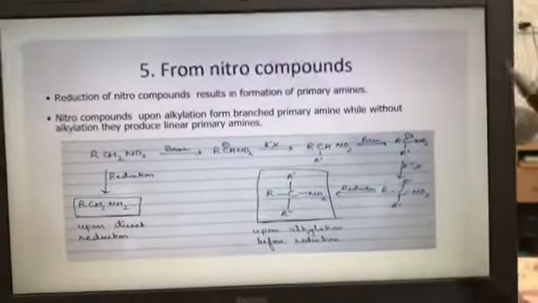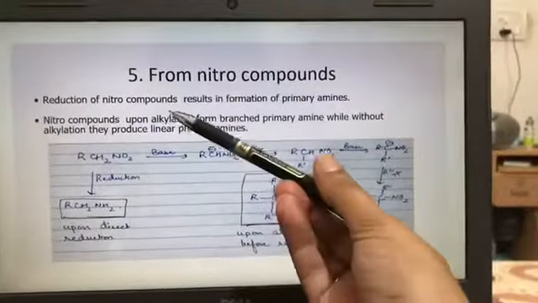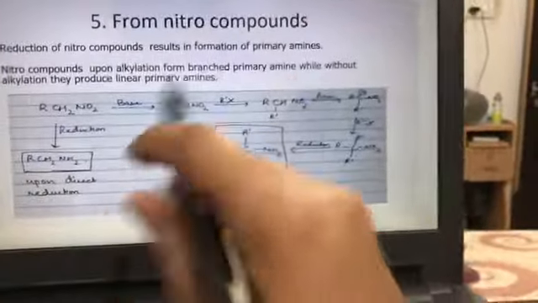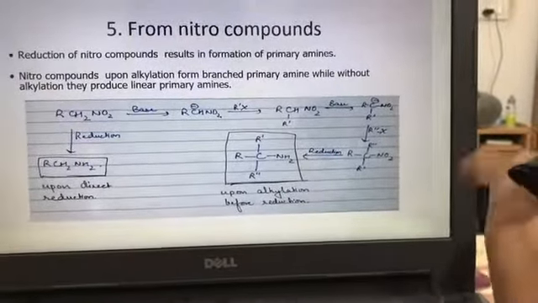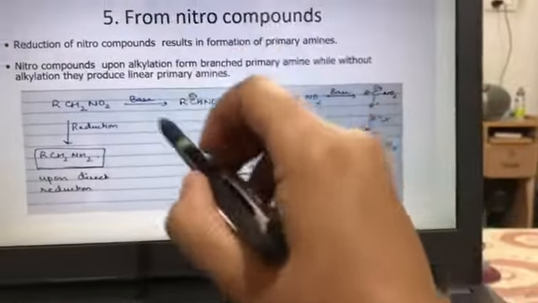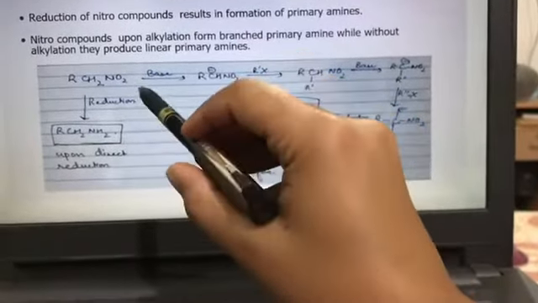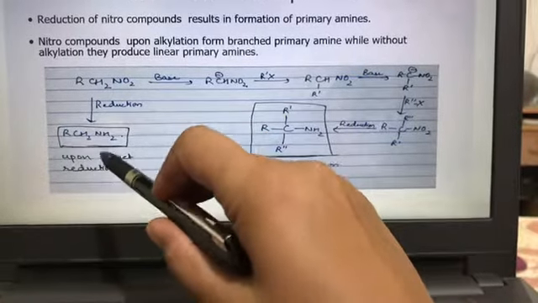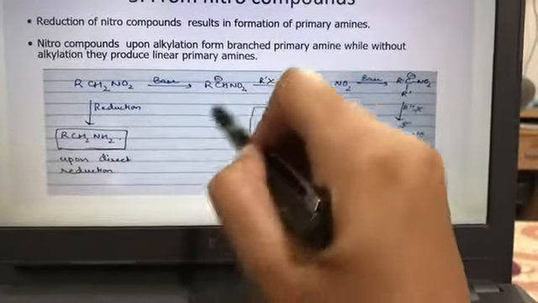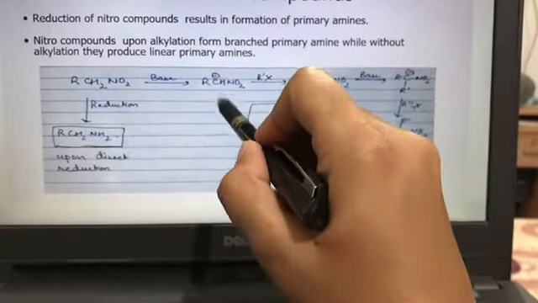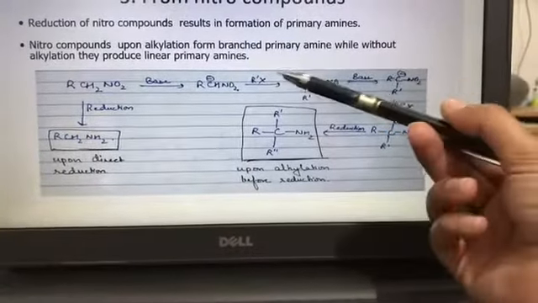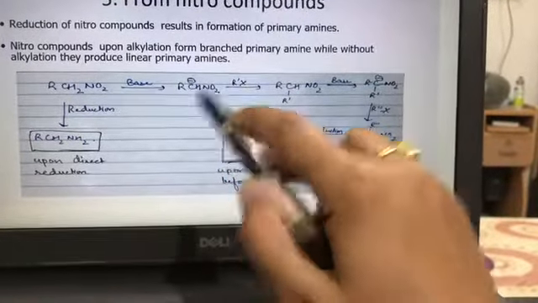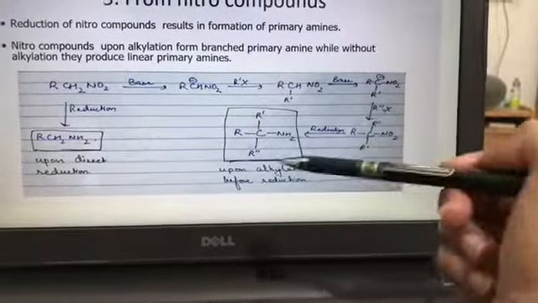Next is from nitro compounds. The reduction of nitro compounds gives us primary amines. Here are two types of products we can get from this method. If we just use a base, then it can give us a primary amine upon direct reduction. But we can also use the alkylation method: we alkylate it, then use base and then reduce it. It can give us a branched amine.